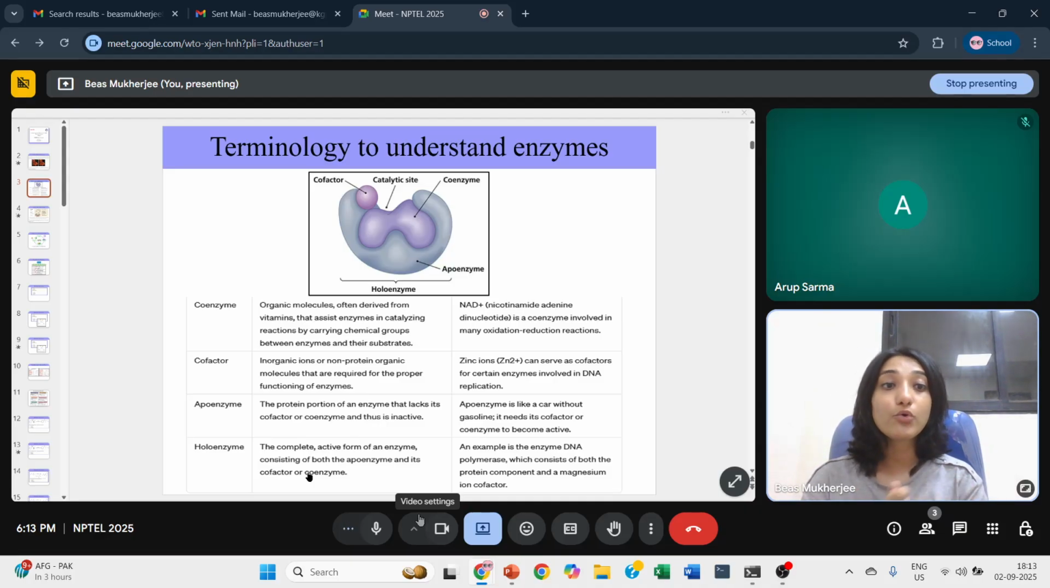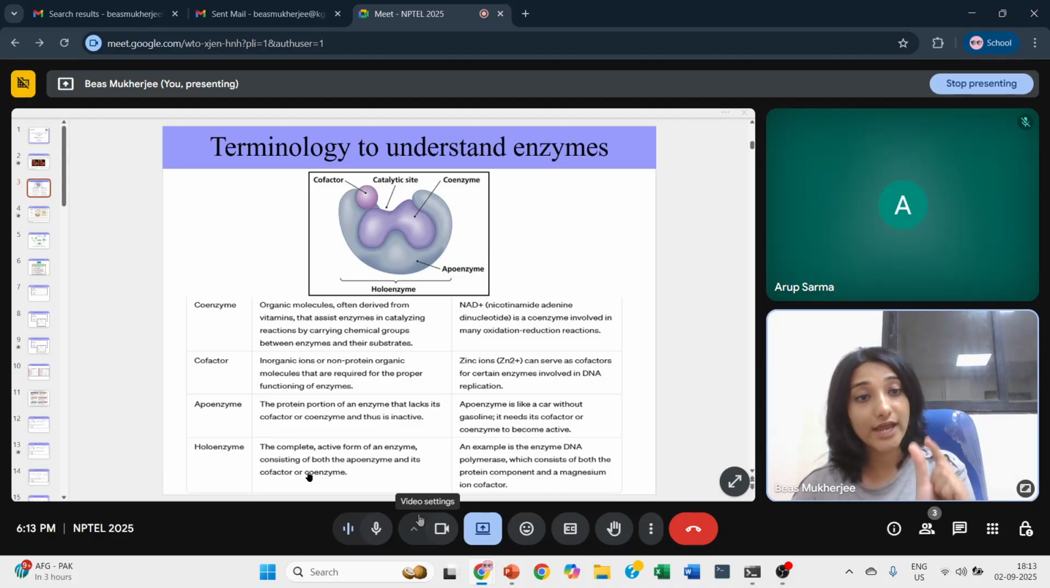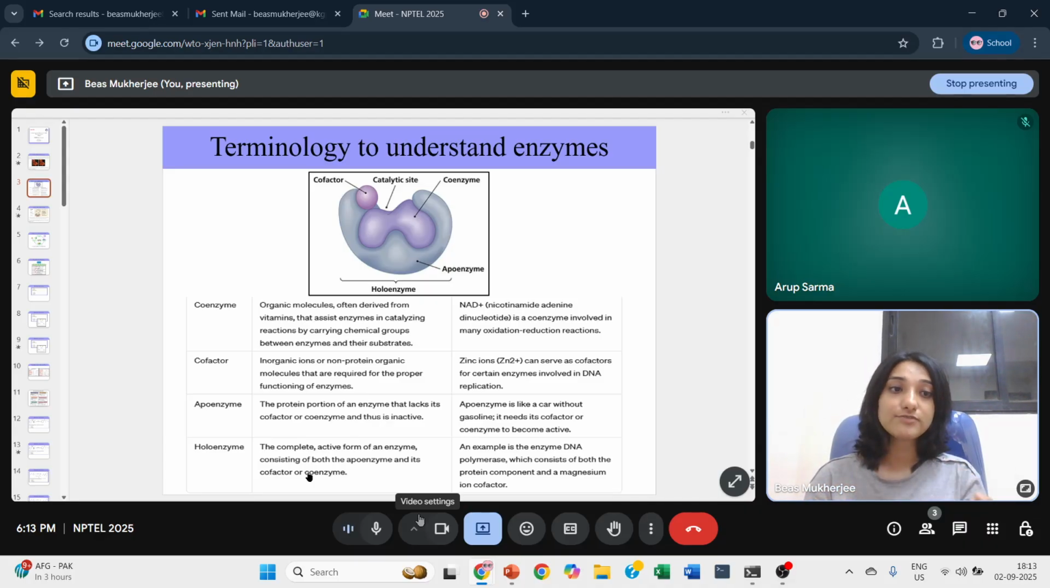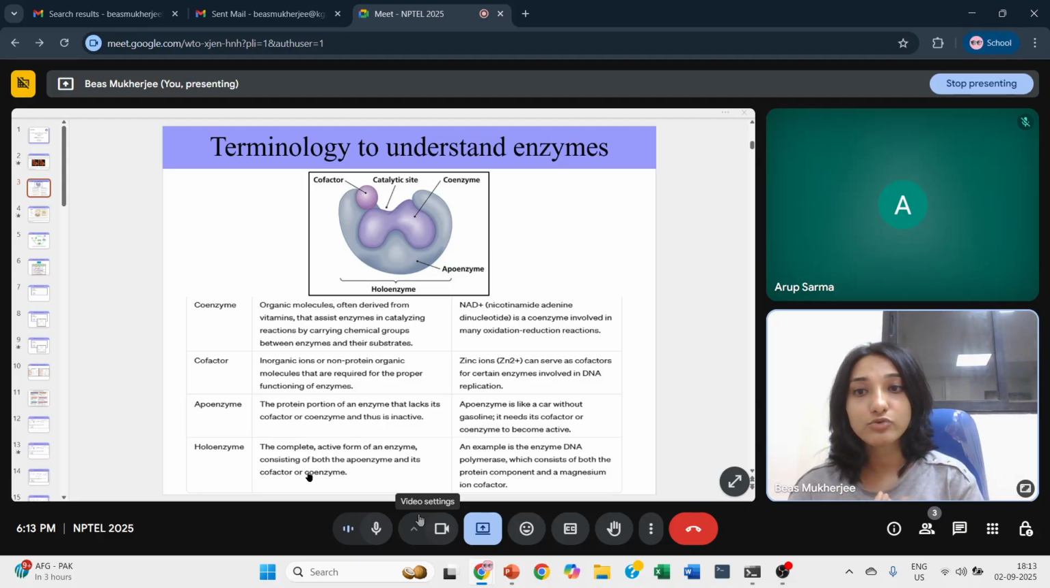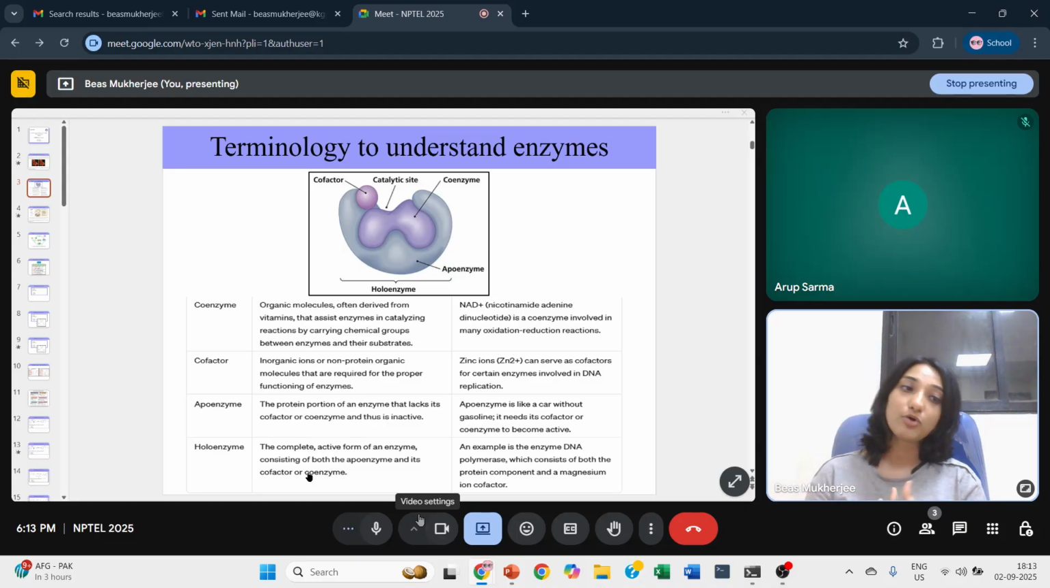Okay, the first one is coenzyme. Now, what is a coenzyme? Coenzyme is an organic molecule. Now, there can be questions related to these terms. That is why it's important to just revise. Okay, so coenzymes are organic molecules often derived from vitamins that assist enzymes in catalyzing reactions between different chemical groups, by carrying chemical groups between enzymes and their substrates. Now, what is a cofactor? Cofactors are inorganic ions or non-protein organic molecules that are required for the proper functioning of the enzymes. Now, that is the difference between a coenzyme and a cofactor. So, remember that.